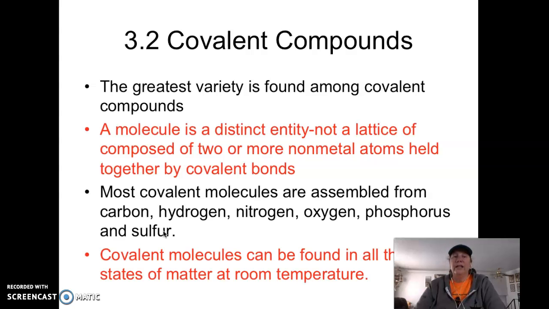Okay? All right? Covalent molecules can be found in all 3 states of matter at room temperature. In other words, you have some covalent compounds that are solids at room temperature, like sugar. You have some that are liquids, like propane, and you have some that are gases, like, I said propane. Propane is a gas. Sorry, you guys. What would be one that would be a liquid? Methanol, okay? And then propane would be a gas. Got to get my head straight here.